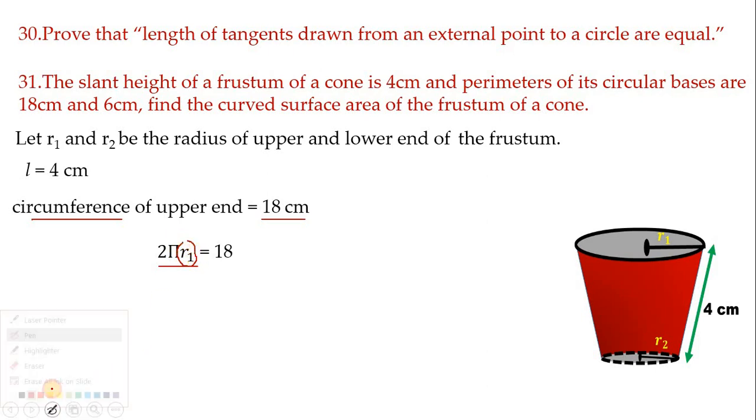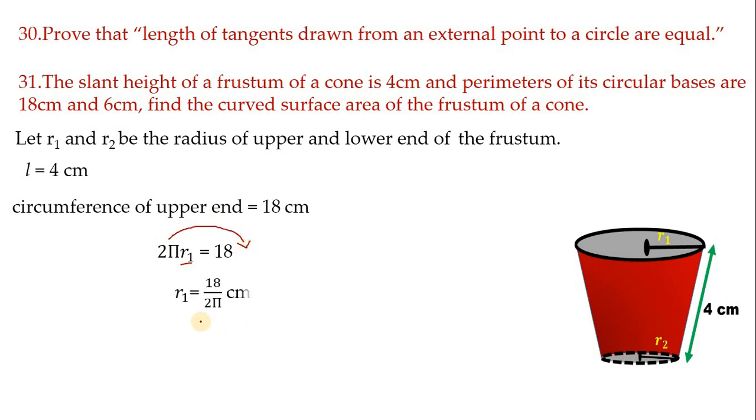So now let us find r1 value. To find r1, write as it is. These two you transfer this side, children. It will go to the denominator, so r1 is equal to 18 by 2 pi centimeter. And here cancellation is possible, children: 2 ones are 2 and 2 nines are 18. So r1 value will be 9 by pi centimeter.